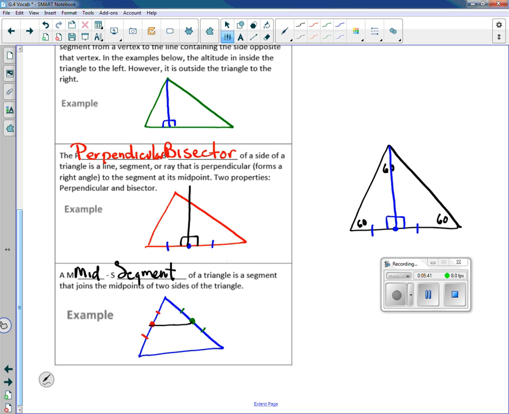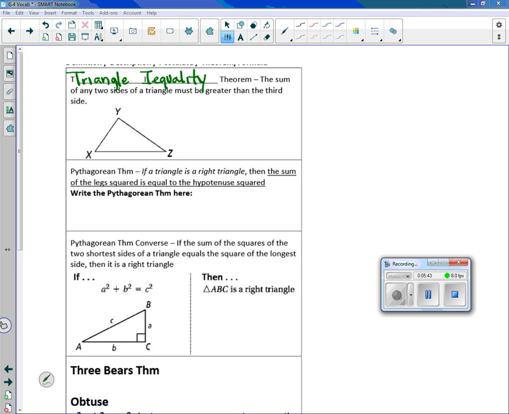All right, next. The triangle inequality theorem basically says this: the sum of any two sides, so if I add up any two sides, must be greater than the third side. I have three sides in this triangle, and if you don't mind, I'm just going to use some lowercase letters here to represent their lengths. I don't know what the numbers are, but basically what this theorem says is this.